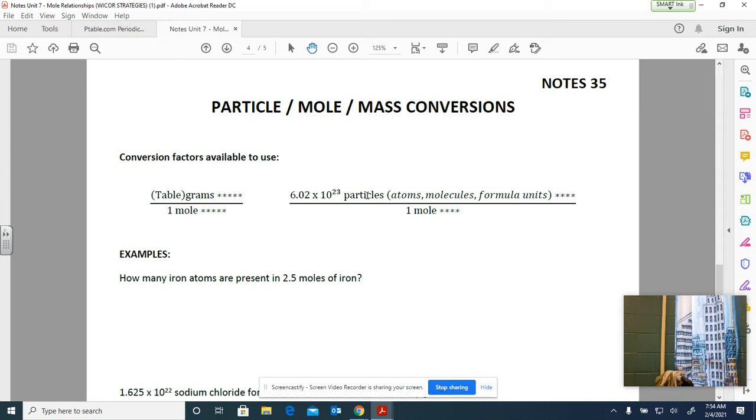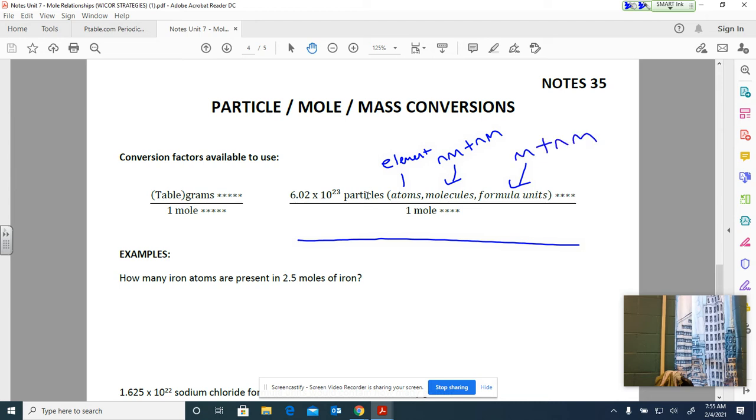So our new conversion factor, yesterday it was the grams, so the molar mass over 1 mole. Today, this is the only conversion factor you are going to need, which is 6.02 times 10 to the 23rd particles, because that's how many things are in a mole. And remember, if I say atoms, it's because it's a single element. If I say molecules, it's because it's a non-metal with a non-metal. If I say it's a formula unit that I have 6.02 times 10 to the 23rd of, it's because it's an ionic compound, which is a metal with a non-metal. So that's the only thing that's really going to be different.